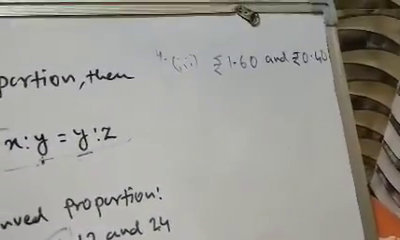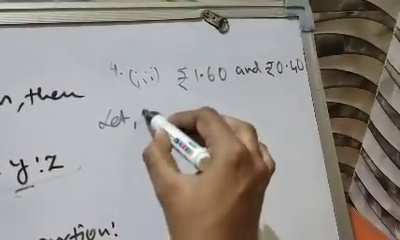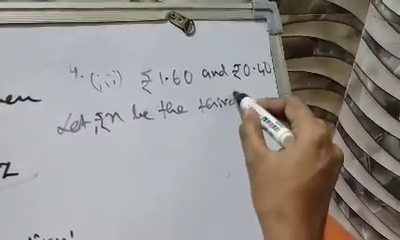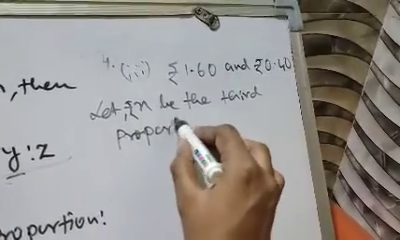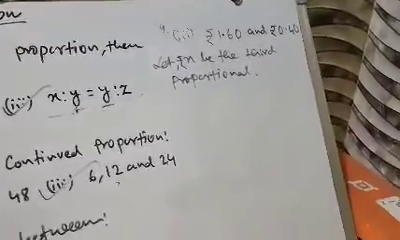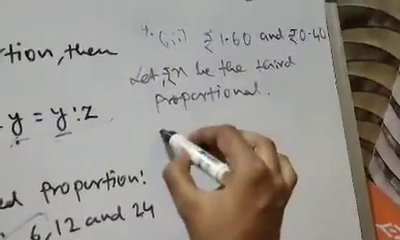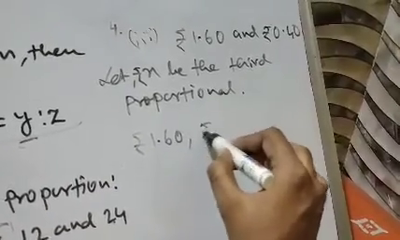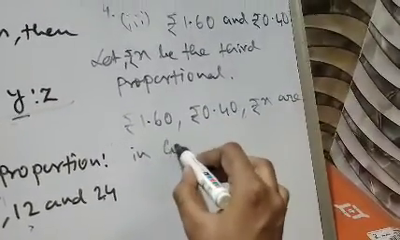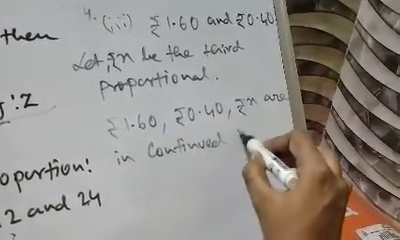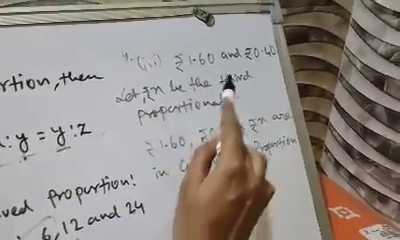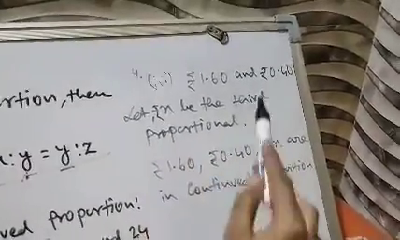Let us assume the third proportional to be x. Let rupees x be the third proportional. If rupees x is the third proportional, then we can write that rupees 1.60, rupees 0.40 and rupees x are in continued proportion, because rupees x is the third proportional.